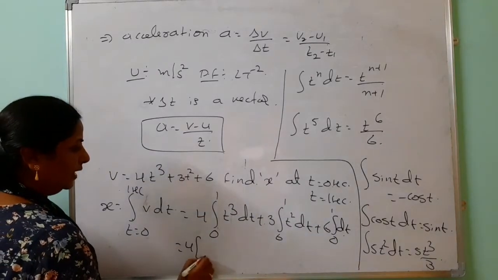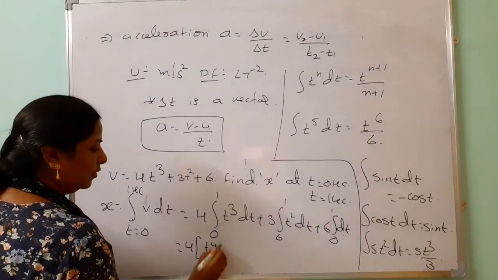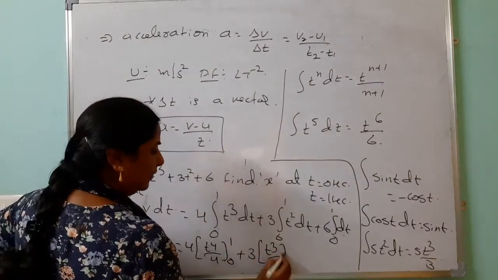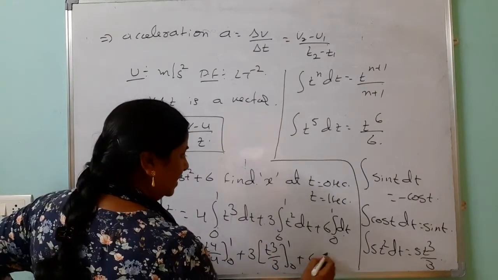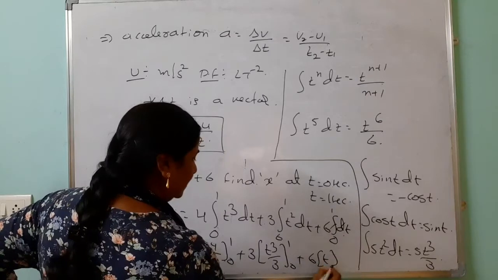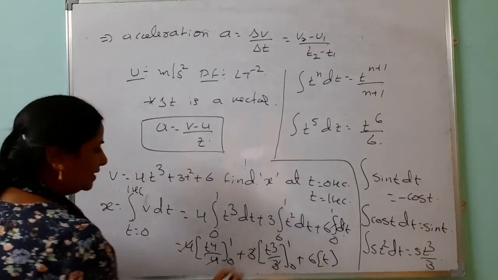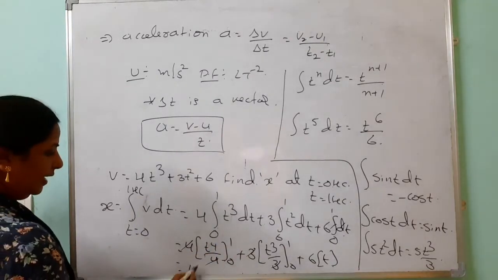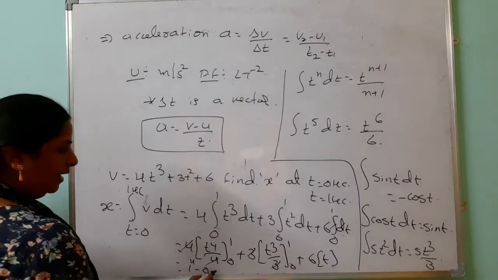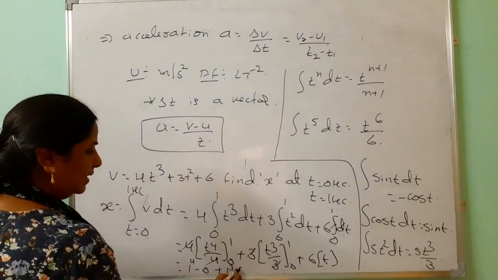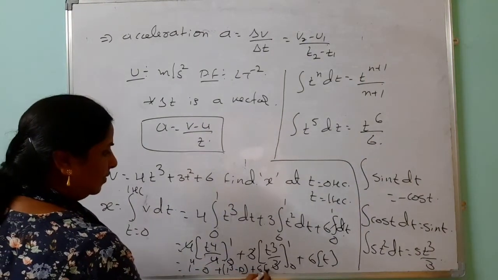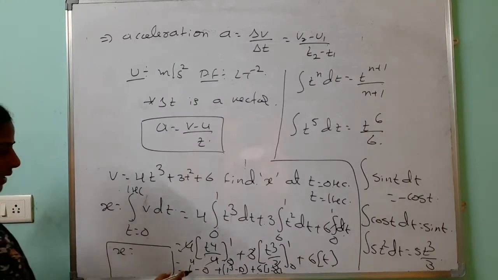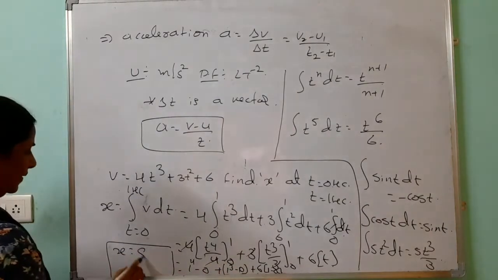What is the formula? The integration of t cube is t to the power 4 by 4, from 0 to 1. 3 into t cube by 3, from 0 to 1. Then 6 into t, as the integration and differentiation cancel. Then 4 and 4 cancel, 3 and 3 cancel. First apply the upper limit. Instead of t we write 1: 1 minus 0, because 1 power 4 is 1, plus 1 cube minus 0, plus 6 into 1 minus 0. After simplification, our displacement is 1 plus 1, 2, 2 plus 6, 8 meters.